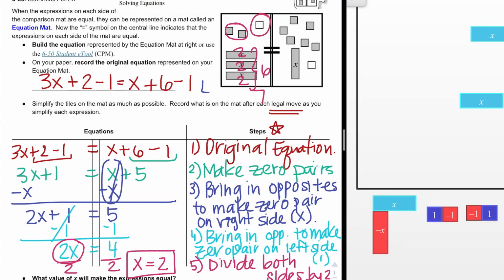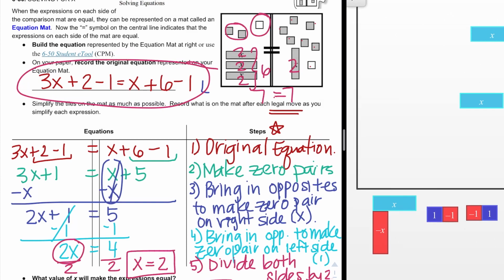Okay, let's see if the right side equals 7. If this is 2, that's 2, 3, 4, 5, 6, 7, 8, minus 1 gives me 7. And that's the only value that will make this equation that we have here true. So that's what this means. X equals 2. Okay. And I hope that makes sense.